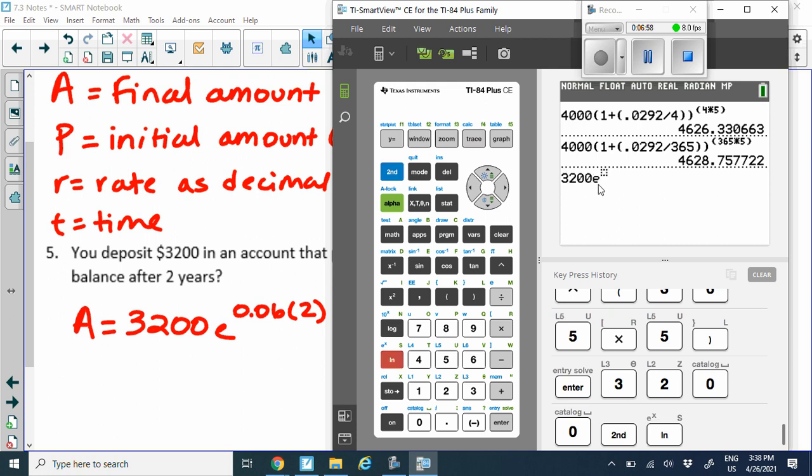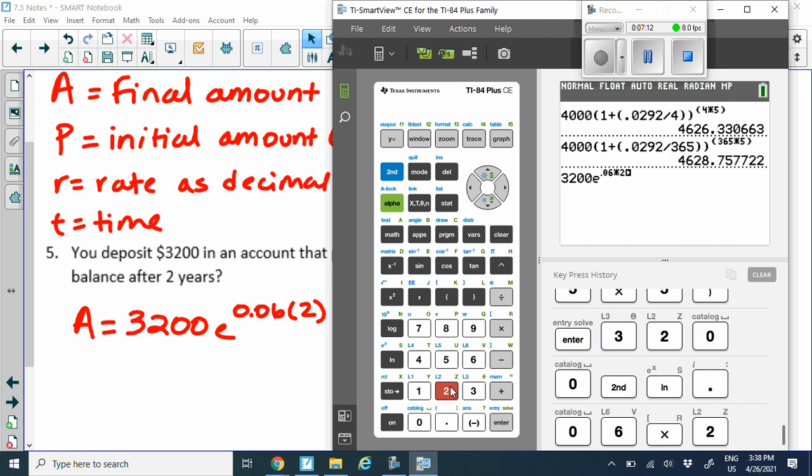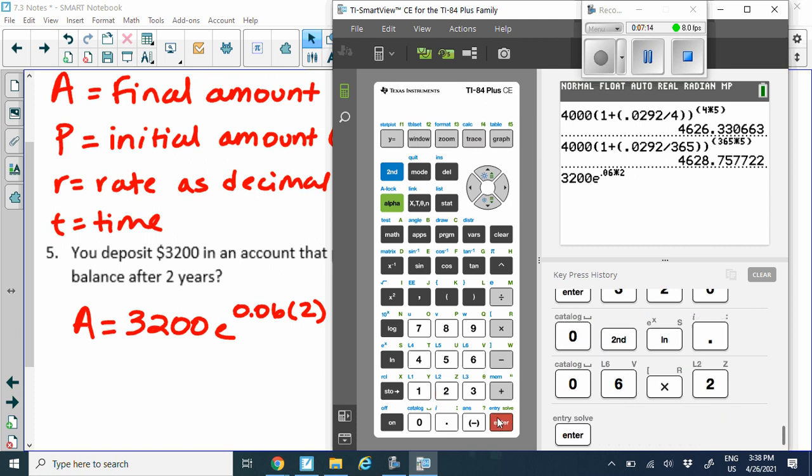Now this automatically gives us E, and then we just plug in 0.06 times 2. Those using a scientific calculator should already have parentheses there, so all you have to do is put in the 0.06 times 2, and then close out your parentheses. And there we go. Later on, we're going to be talking about that natural log button, so hold on to that. But make sure you do second natural log to get E to the X.